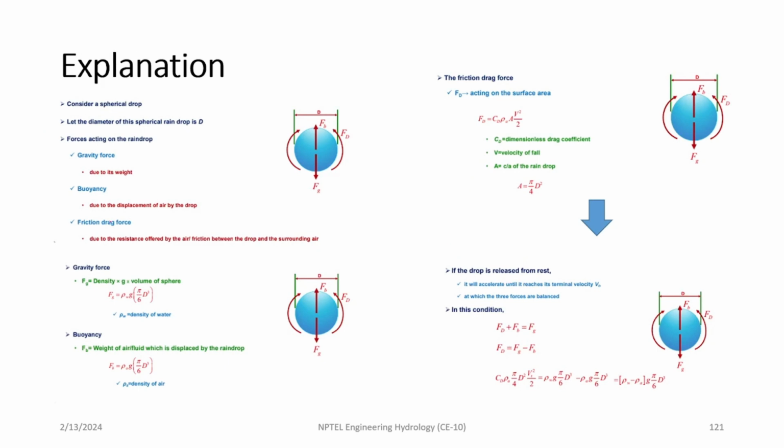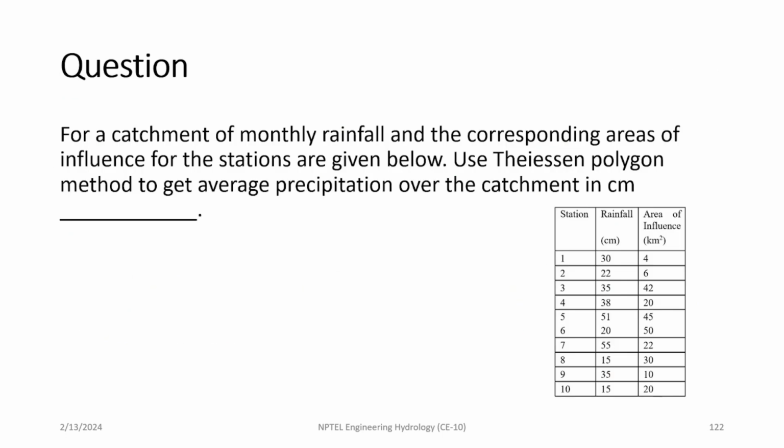Some major points you can see that we already saw: the gravity force, that is the weight that is acting; buoyancy, that is due to the displacement of air by the drop; and then the friction drag force. You are already familiar with the other points mentioned, and it is shown that a balance condition will exist where the gravity force is equal to the buoyancy as well as the friction drag force. Now coming to the question again.